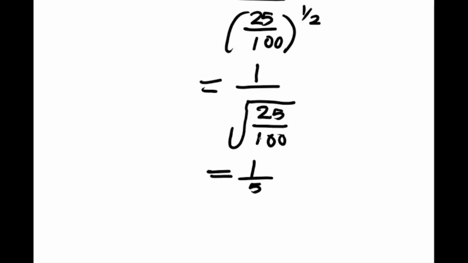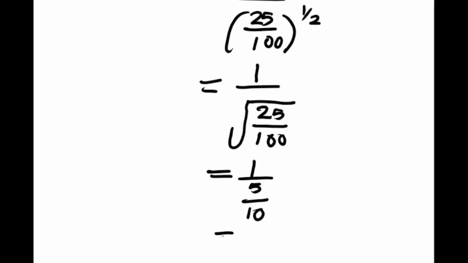Then what about 100? What is the square root of 100? It is 10, a number you multiply two times to give you 100. So we're going to have 1 over 5 over 10. We can still divide this further. 5 can divide 10 to give us 1 over 2.